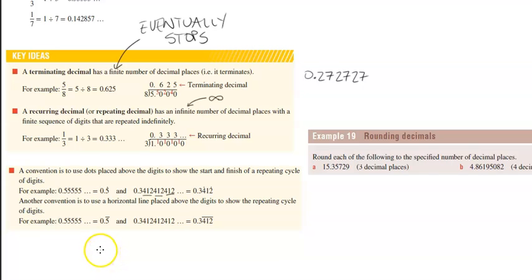But then another convention that we can use is a horizontal line that is placed above the digits, and this again shows a repeating cycle of digits. So again, you can do 0.555 as a line above the 5, or 0.3412412. You can just have a line above 4, 1, and 2. And that's just to indicate that 4, 1, 2 keeps repeating forever. The general rule of thumb that I know is that if it's a single digit that keeps repeating, you generally use a dot. But if it's more than one digit, say 2 or 3 in this case, you would use the line. So the dot for this and the line for this.